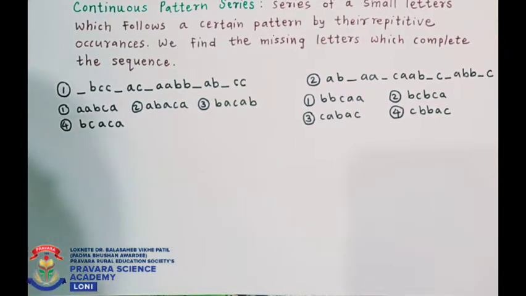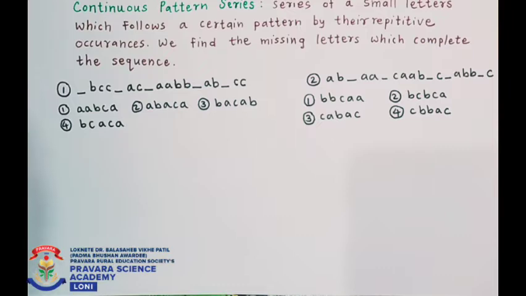Now we will start with the next type of series, and this series is continuous pattern series. In this continuous pattern series, it is a series of small letters which follows a certain pattern by their repetitive occurrences. These small letters repeat themselves in a specific pattern, and we have to identify that pattern. They give us some sequence of small letters in which that pattern is followed with some missing letters. We find the missing letters which complete the sequence.